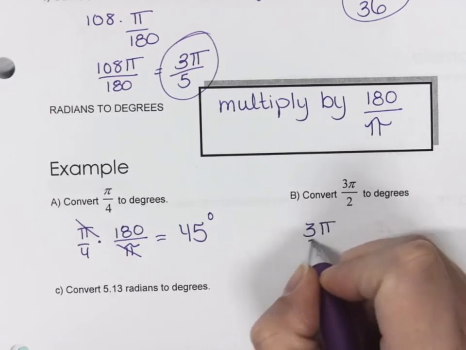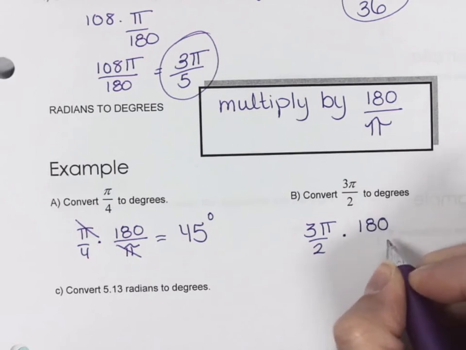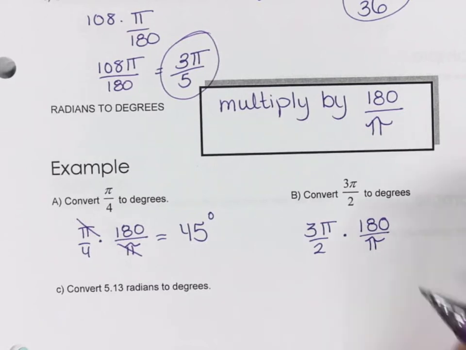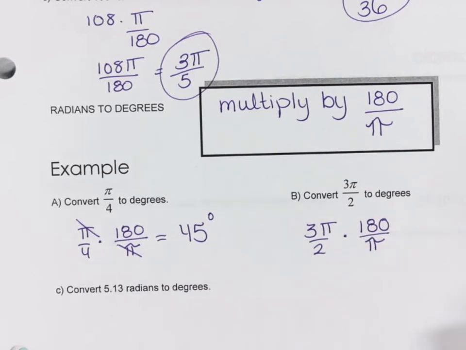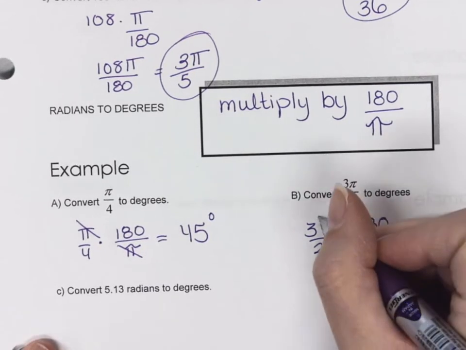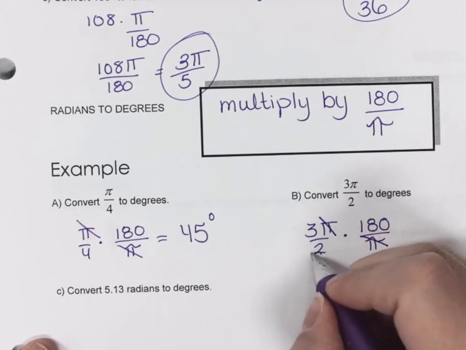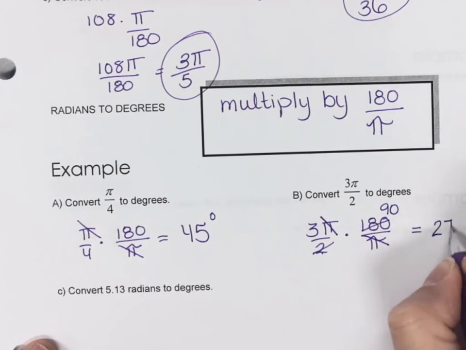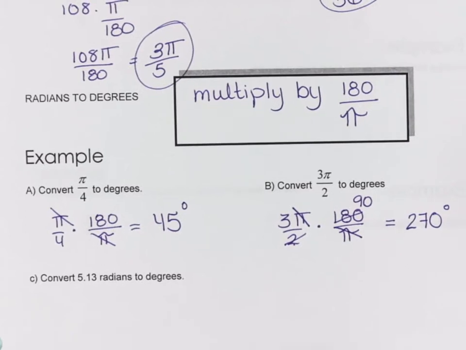So I have 3 pi over 2. You guys should be able to do this one from the table that we just did. 270, yeah. 3 pi over 2 is equivalent to 270. We just did it on the circle on the other page. Okay, so what are we going to cancel out? Pi's. How many times does 2 go into 180? And then 3 times 90? 270. And again, I need my degree symbol there.